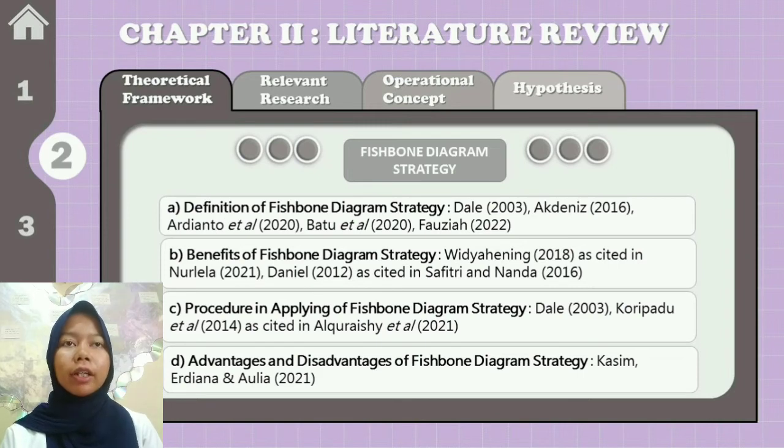The theory that I took from Dale 2003, Akdenis 2016, Ardianto et al. 2020, Batu et al. 2020, and Fauzia 2022. And then Widiahning 2018, Daniel 2012, Dale 2003, and then Koripadu et al. 2004, and the last Kasim, Erdiana, and Aulia 2021.